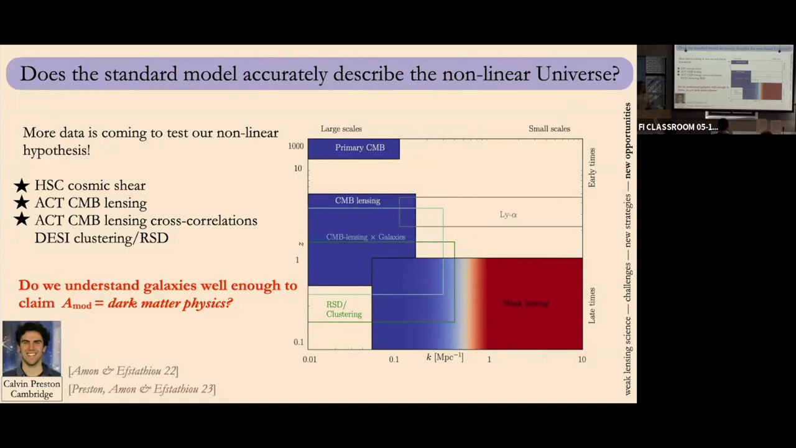So in this scenario, if AMOD is the right answer, you need HSC cosmic shear to come out low, and it did. You need ACT CMB lensing to predict an S8 parameter that's in agreement with Planck CMB lensing, and they did. And you need ACT CMB lensing cross correlations with galaxies to also come out consistent with Planck, because they would be even lower redshift, but on linear scales. And they did. And so far, so good.